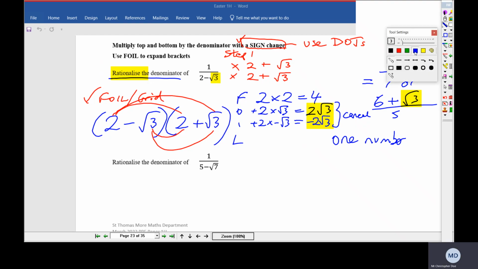Finally, the outers is minus root 3 times plus root 3. Be careful with this one. So a minus times a plus is a minus. That will always be a minus. Always in this topic, you're always going to have a minus times a plus, so you'll always get a minus for your last. What's root 3 times root 3? 3. And you can put root 9 and you need to realise it's 3.